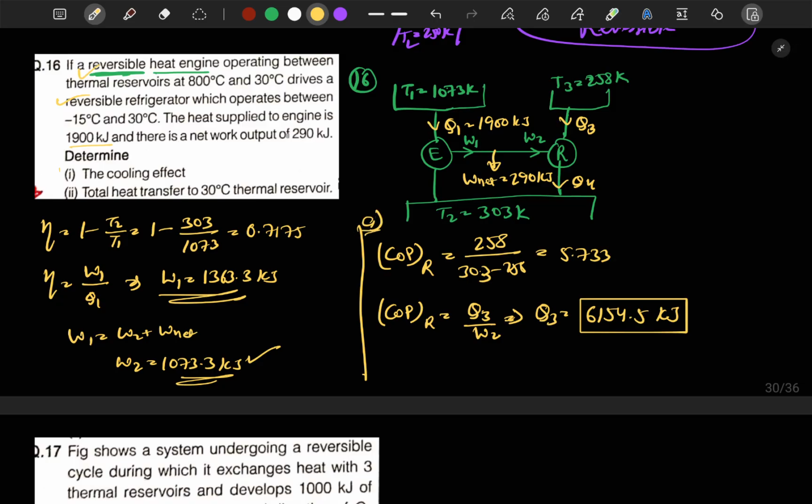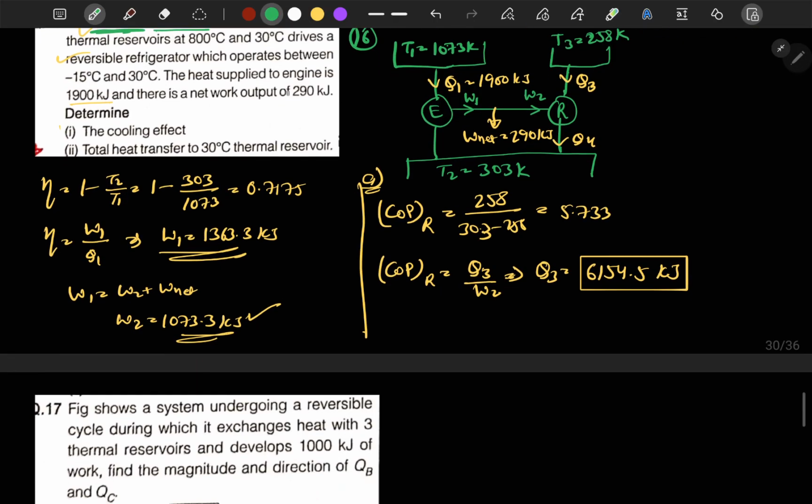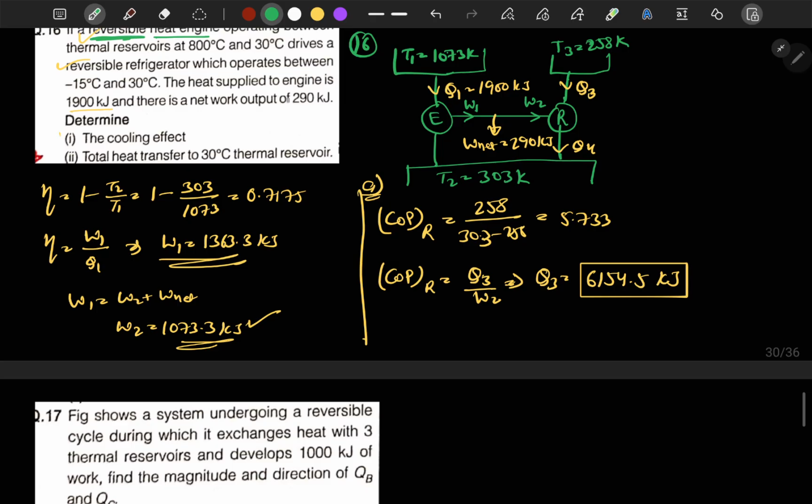Now we can start solving part B. It is asked to find the total heat transfer to the 30 degrees Celsius reservoir. To calculate the total heat transfer to this reservoir, we let this be Q2 and this be Q4. So for part B we have to calculate Q2 plus Q4.